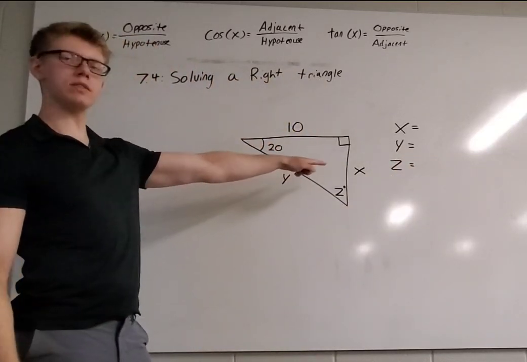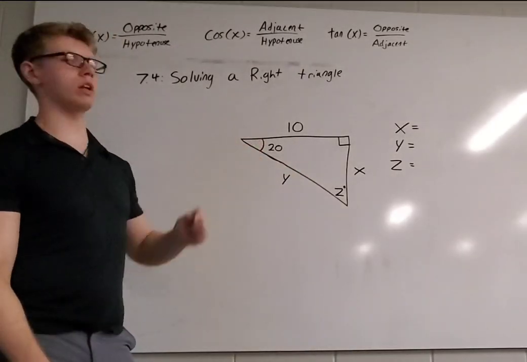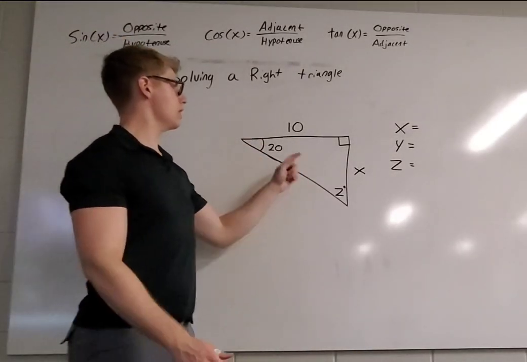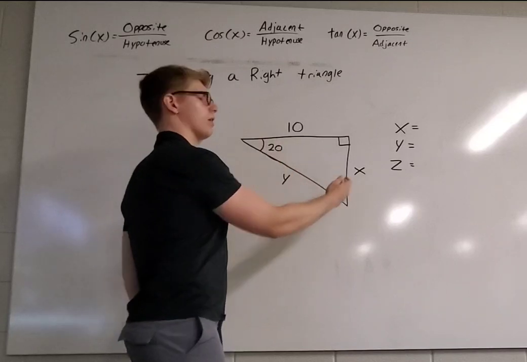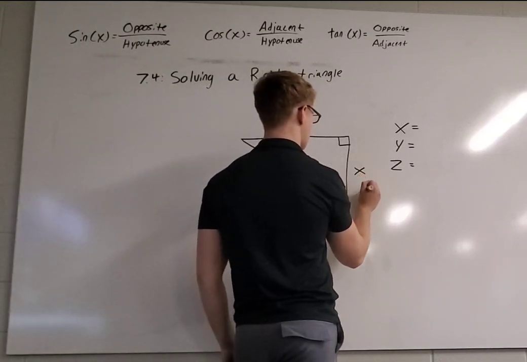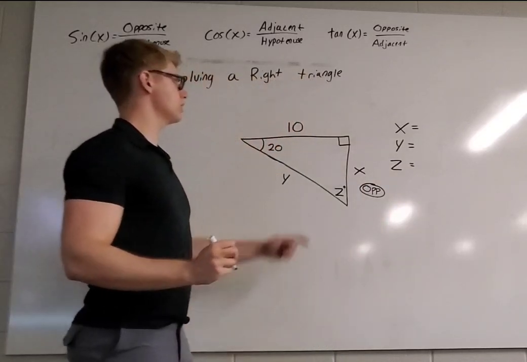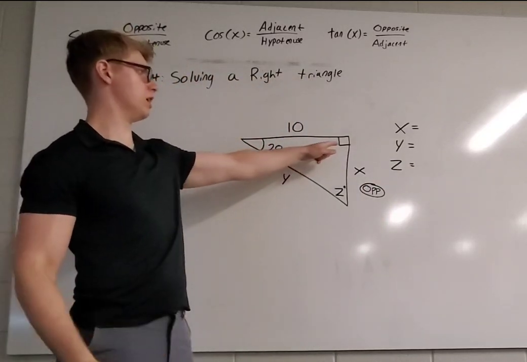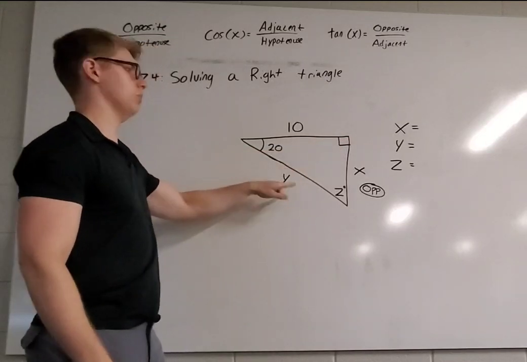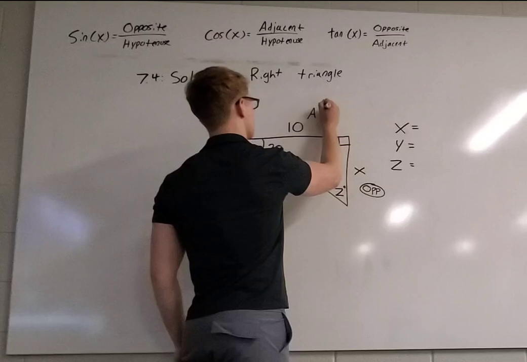We need to figure out what side that x is. We've got to label our triangle. This 20 is going to be our reference angle. This x is directly across from it, so that's going to be our opposite side. So x is going to be our opposite. And the side that we know, this 10, it's not the hypotenuse. The hypotenuse is directly across from the right angle, which is going to be our y. This 10 is going to be our adjacent.